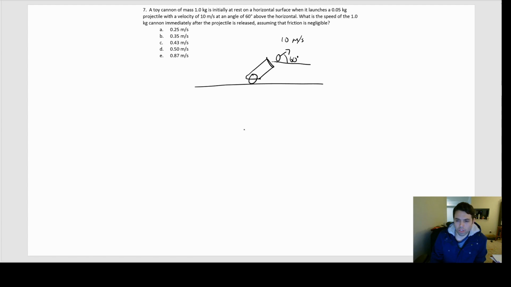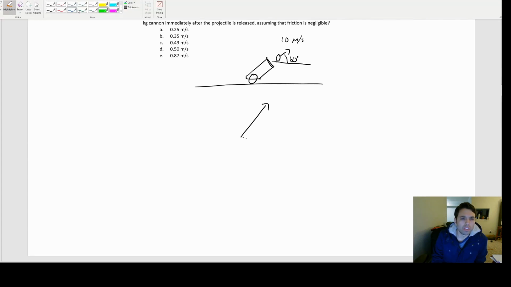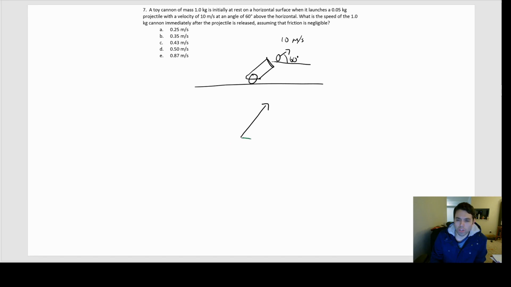Erase that. Alright, so it's more like this. It's going to have a horizontal component. Let me get my colors. Oh, I don't want a highlighter. Silly. It's going to have a horizontal component, green, and a vertical component, red.